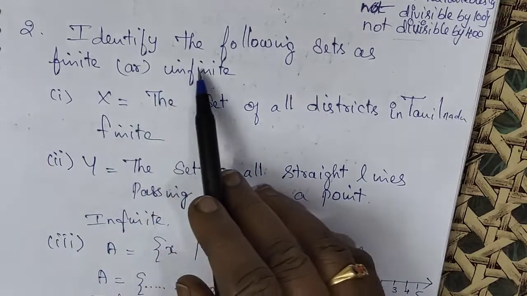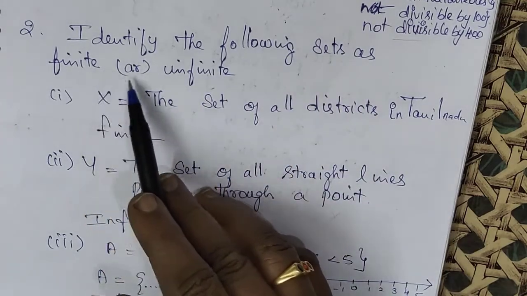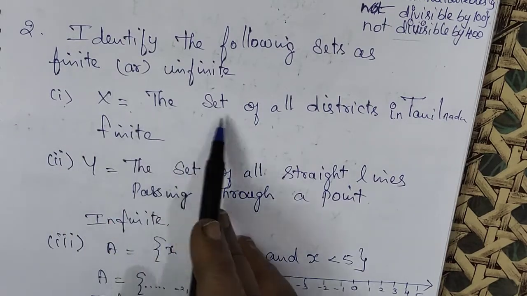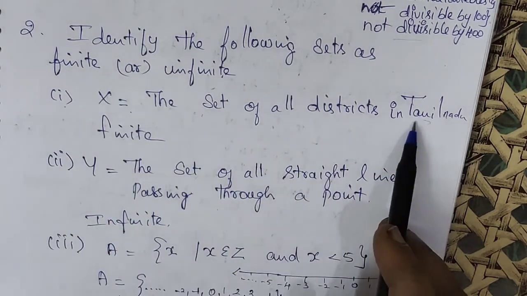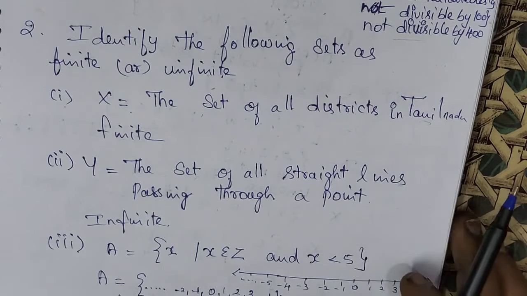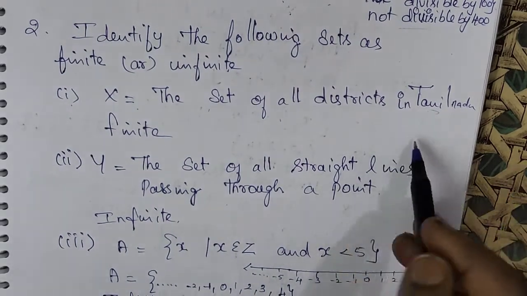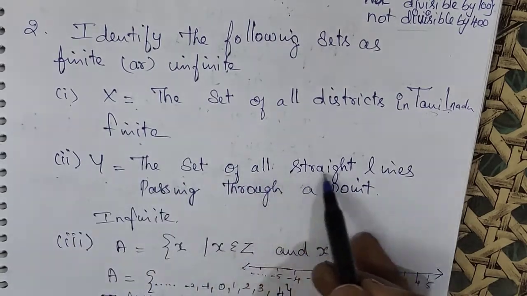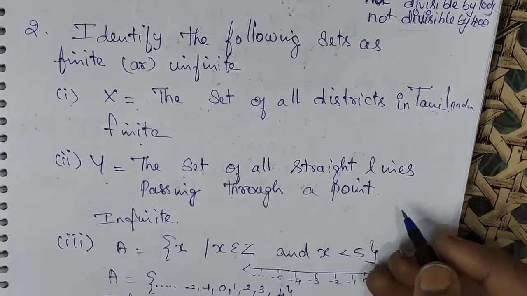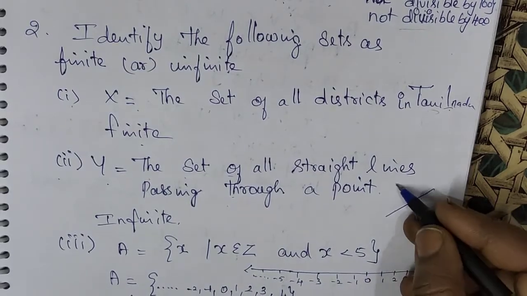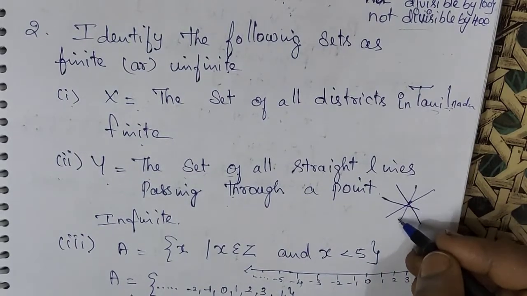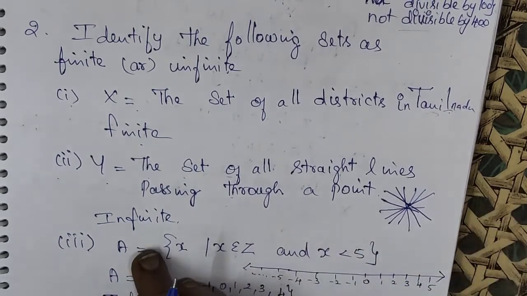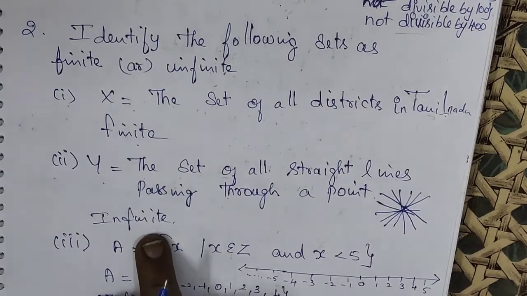Second question, identify the following sets as finite or infinite. First one, X equals the set of all districts in Tamil Nadu. We can always list out all the districts in Tamil Nadu. So it is finite. Second question, Y equals the set of all straight lines passing through a point. Suppose I draw a line, we can draw innumerable lines. So we cannot count it. So the set Y is infinite.